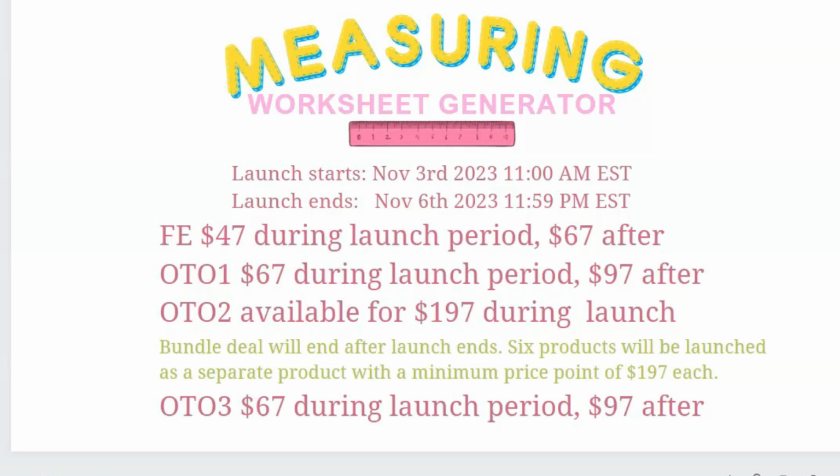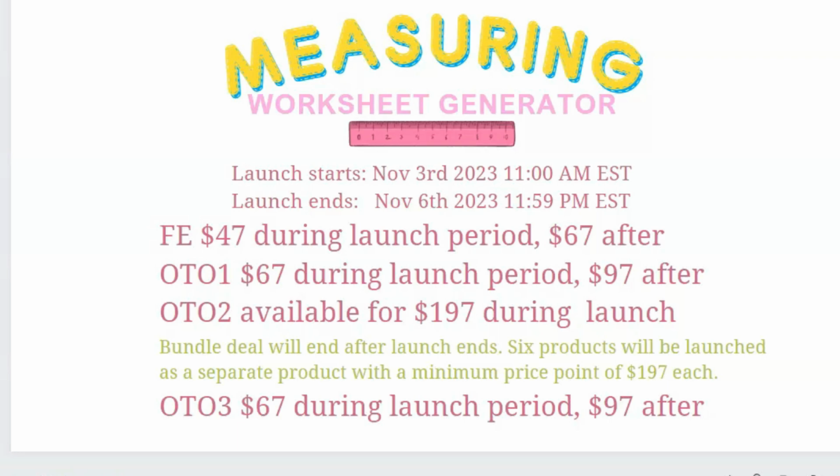So the front end is $47 during the launch period, and it will go up to $67 after. The first upgrade, the OTO1, is $67 during the launch period and will go up to $97 after. The second upgrade, the OTO2, is available for $197 during the launch.